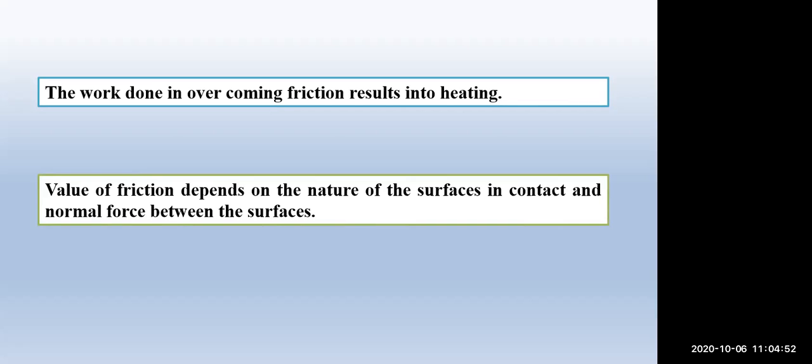Okay, now we come to the value of friction. The value of friction depends on the nature of the surface. If you consider an ice surface, the value of friction will be less. If you consider a rubber surface, the value of friction is high. It also depends on the normal force between surfaces. What is the meaning of normal force? I am giving you an example.